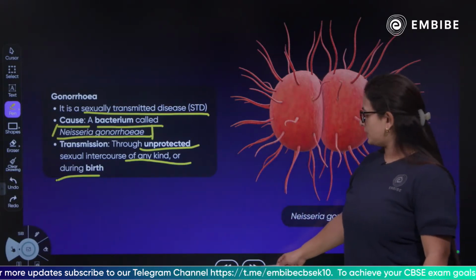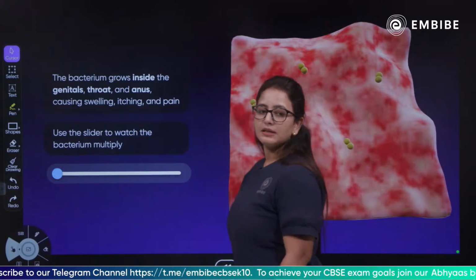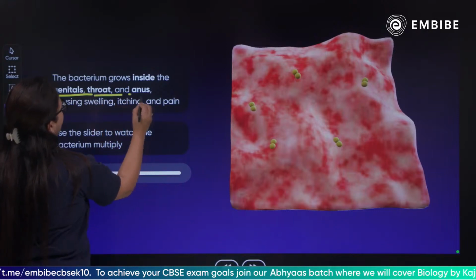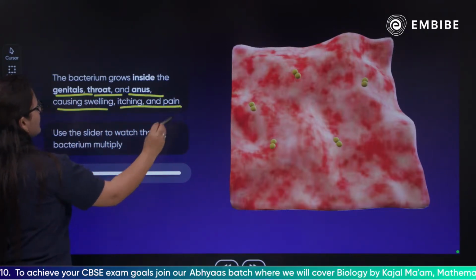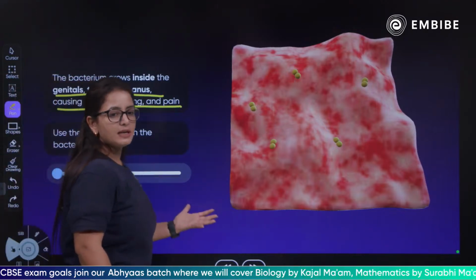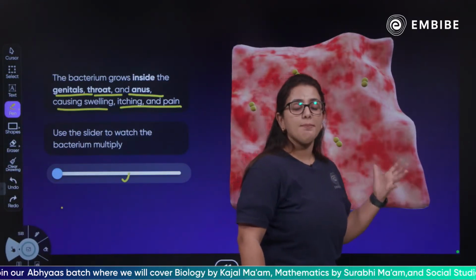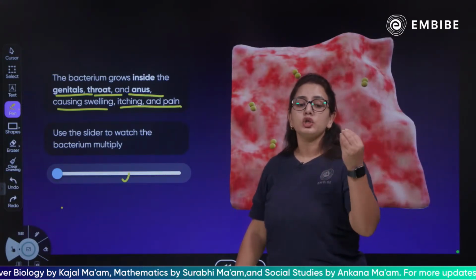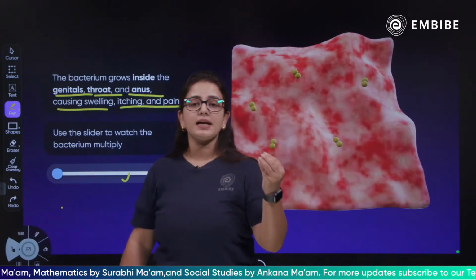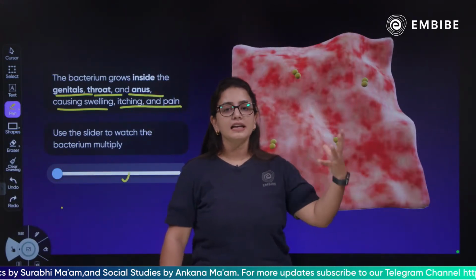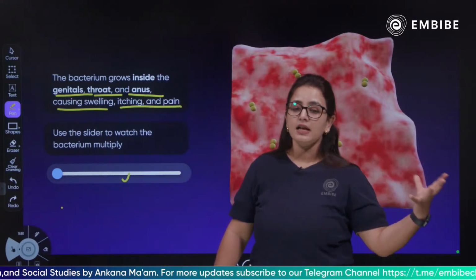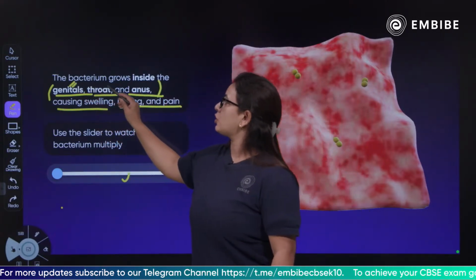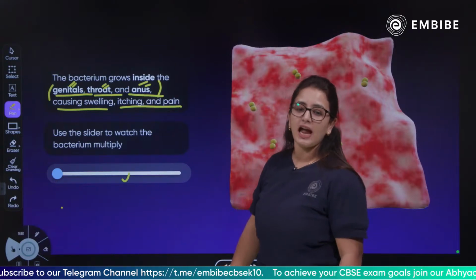Okay. Talking more about gonorrhea, children, as we talk about exactly what happens. These are basically the bacterium. This grows inside the genitals, throat and anus, causing swelling, itching and pain. Since it's a bacterial infection, there is a bacterial growth. बैक्टीरिया क्या करता है? Grow कर जाता है. कहाँ पर? Throat में, anus में और genitals में. Bacteria accumulate होने लगेगा और वो क्या करेगा? Aggregate होगा और grow होने लगेगा. These are the specific sites where these bacteria multiply and cause infection, especially in the genitals, throat and anus, causing swelling, itching and a lot of pain.